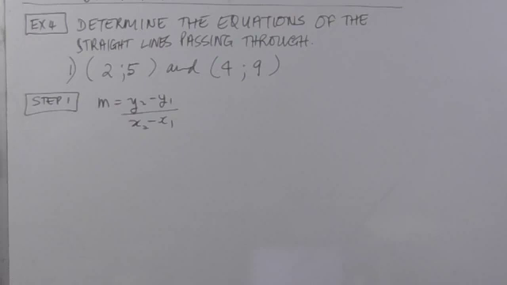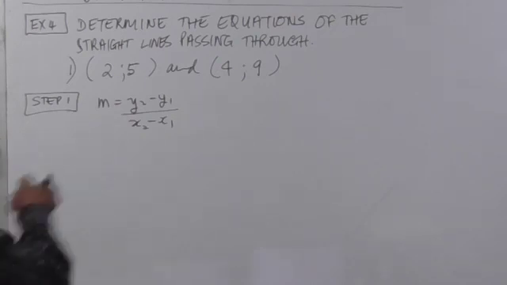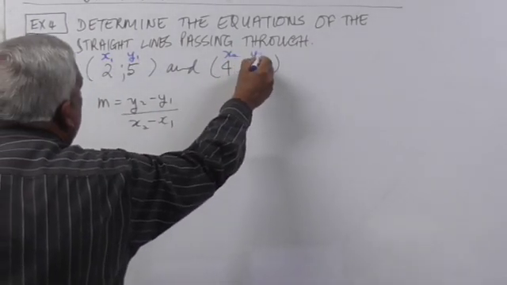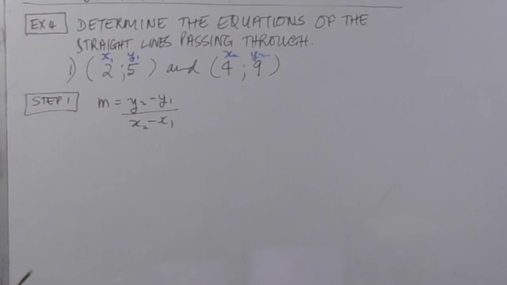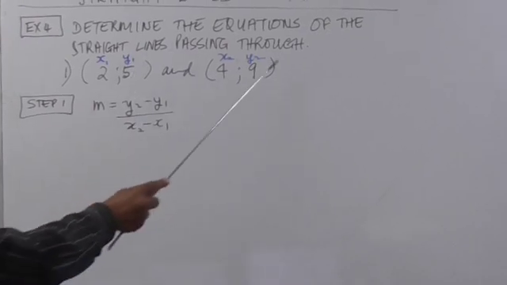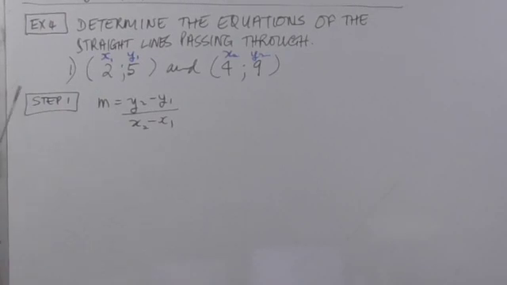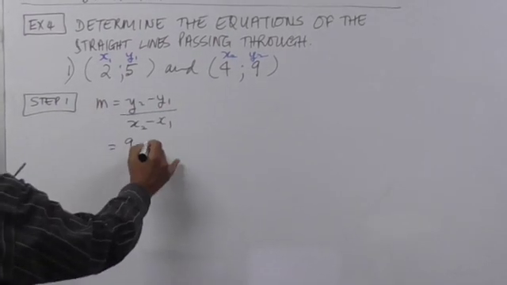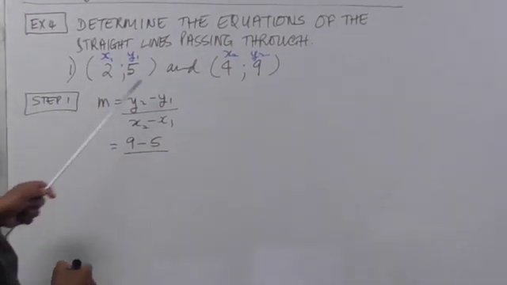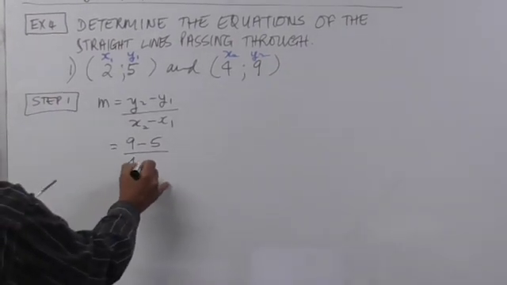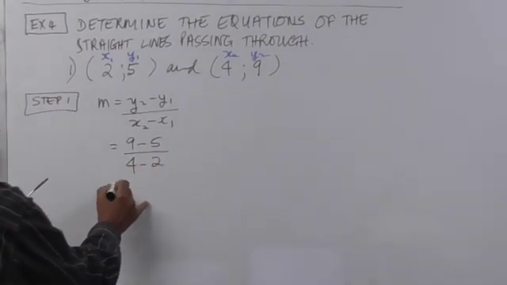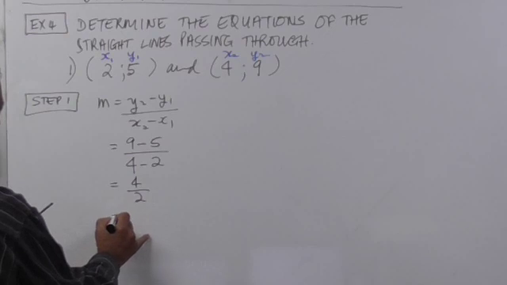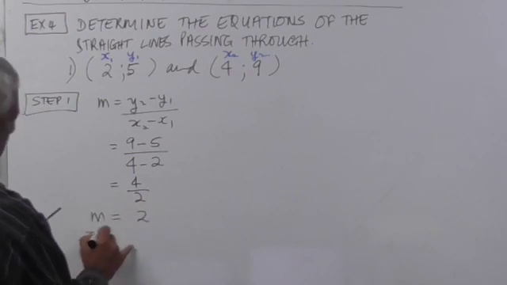If you want to do that, it's important that you mark this x1, y1, x2, y2. Once you've done that, now it's substitution. So you'll substitute y2 is 9 minus y1, which is 5, over x2, which is 4, minus x1, which is 2. 9 minus 5 will give you 4, 4 minus 2 will give you 2, final answer 2. So m is 2.